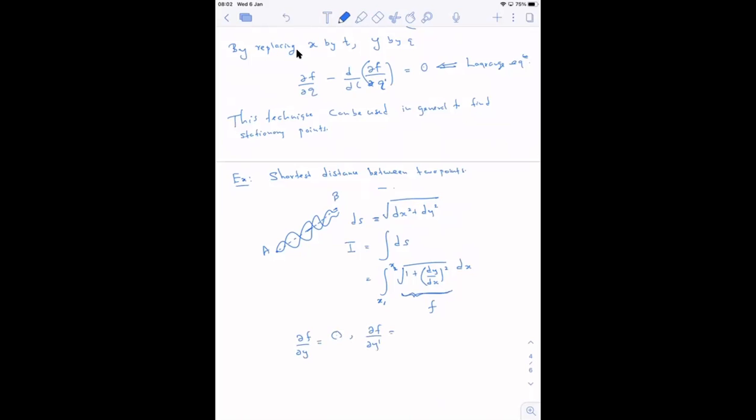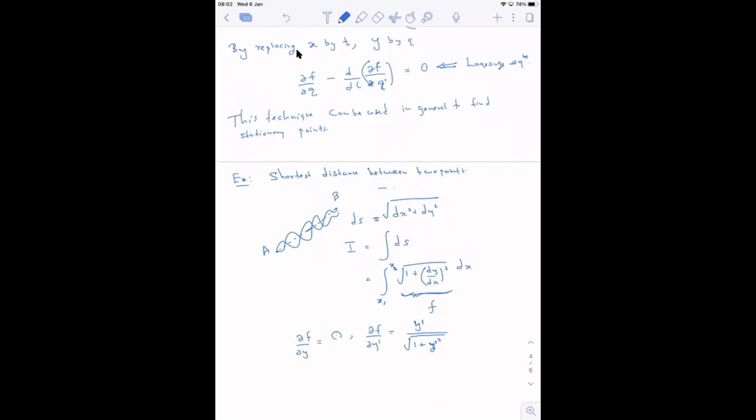So that means that will be 1 over the square root of 1 plus y dash squared, and then here also you have a y dash after the differentiation, that is just ∂f/∂y dash.